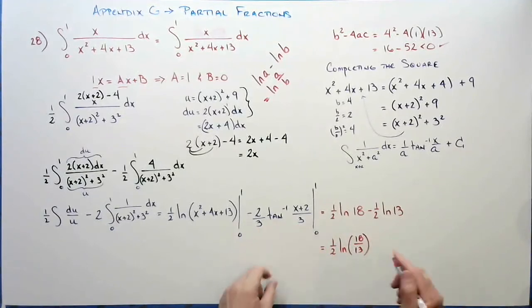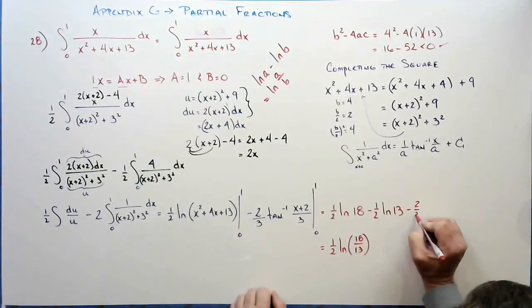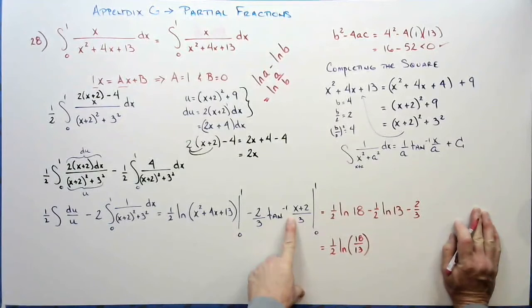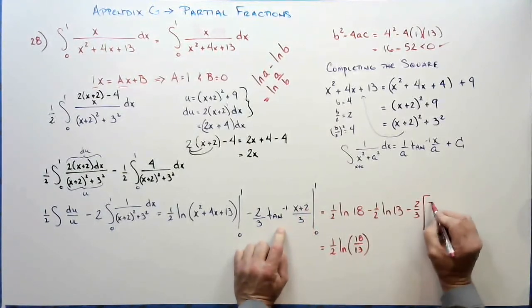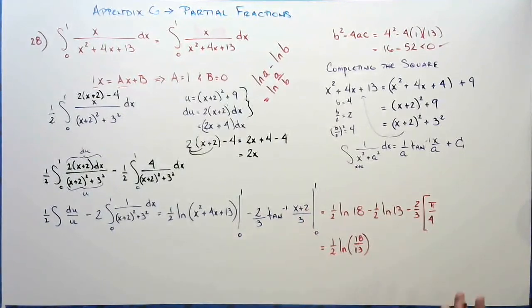Now, what's going on over here? Well, we have minus 2/3. When I put a 1 in here, I get 1 plus 2, that's 3 divided by 3. That's inverse tangent of 1. Inverse tangent of 1 is pi over 4. We're supposed to know that. What angle has a tangent that's equal to 1? The answer is pi over 4. That's just supposed to be one of those things we know, like we know sine squared plus cosine squared equals 1. At this stage of our education, that's supposed to be something we're aware of.